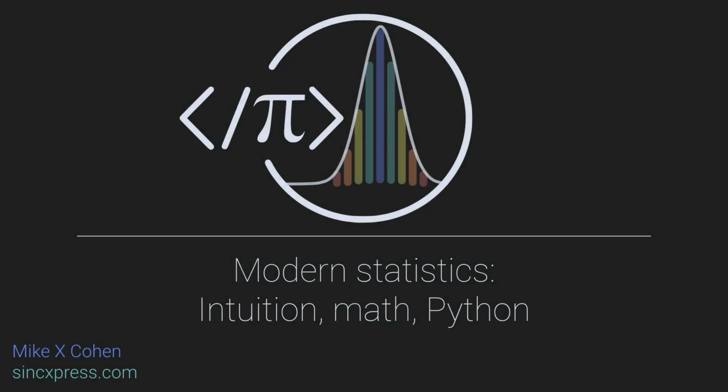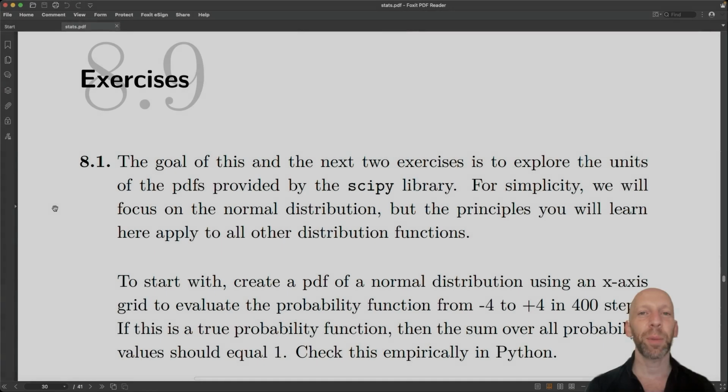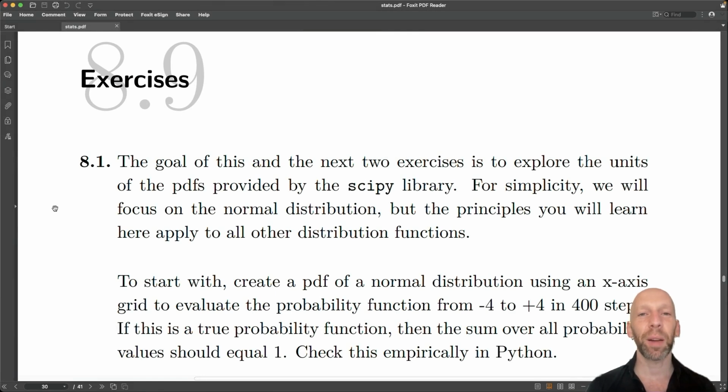Welcome to the code exercises for chapter 8. This chapter is all about probability theory. Let's begin with exercise 1, which is all about the units of the PDF, the probability distribution function that is outputted by various functions that come in the SciPy library.